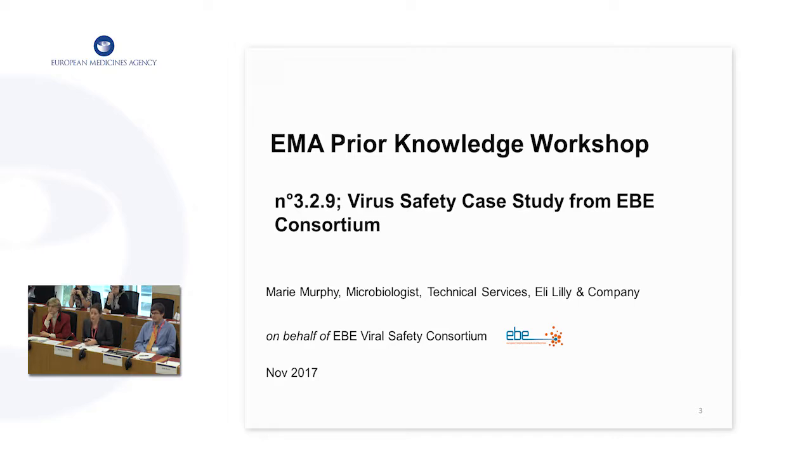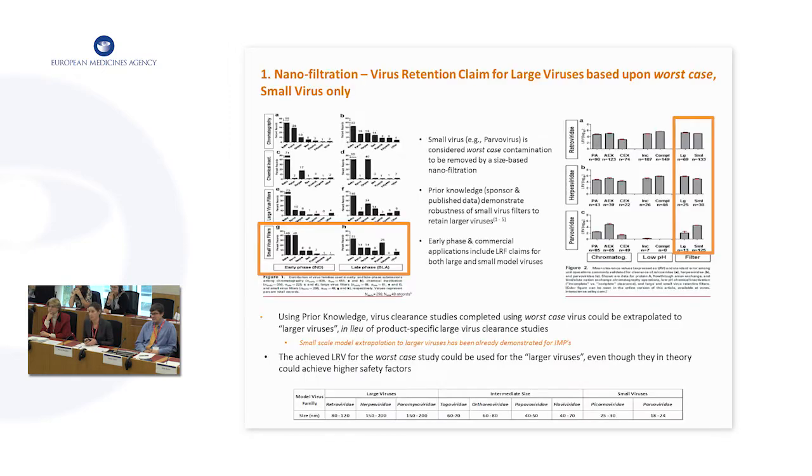So for the monoclonal antibody-specific case study, I'm presenting this today on behalf of a viral safety consortium from EBE. I'm representing the EBE team. Okay, and two specific components of viral safety that are in scope for discussion today. The first one relates to virus nanofiltration. The second relates to affinity capture chromatography.